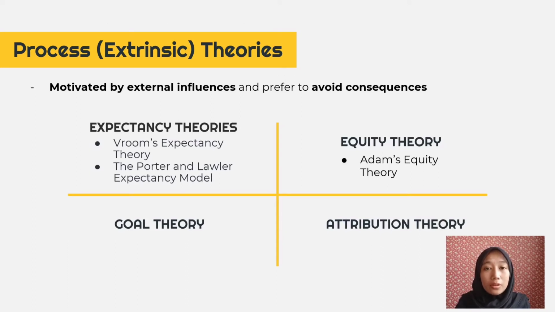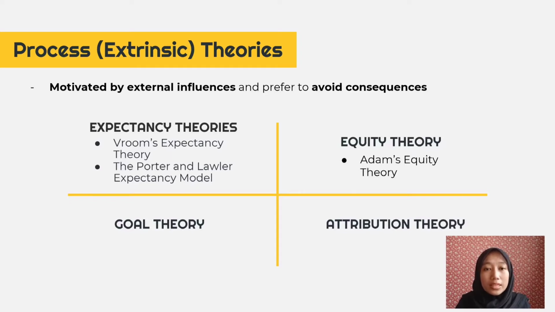So today I'll be explaining about the process or extrinsic theories. Extrinsic theory tells that people are motivated by external influences such as reward and prefer to avoid consequences. There are 4 theories under this subtopic.